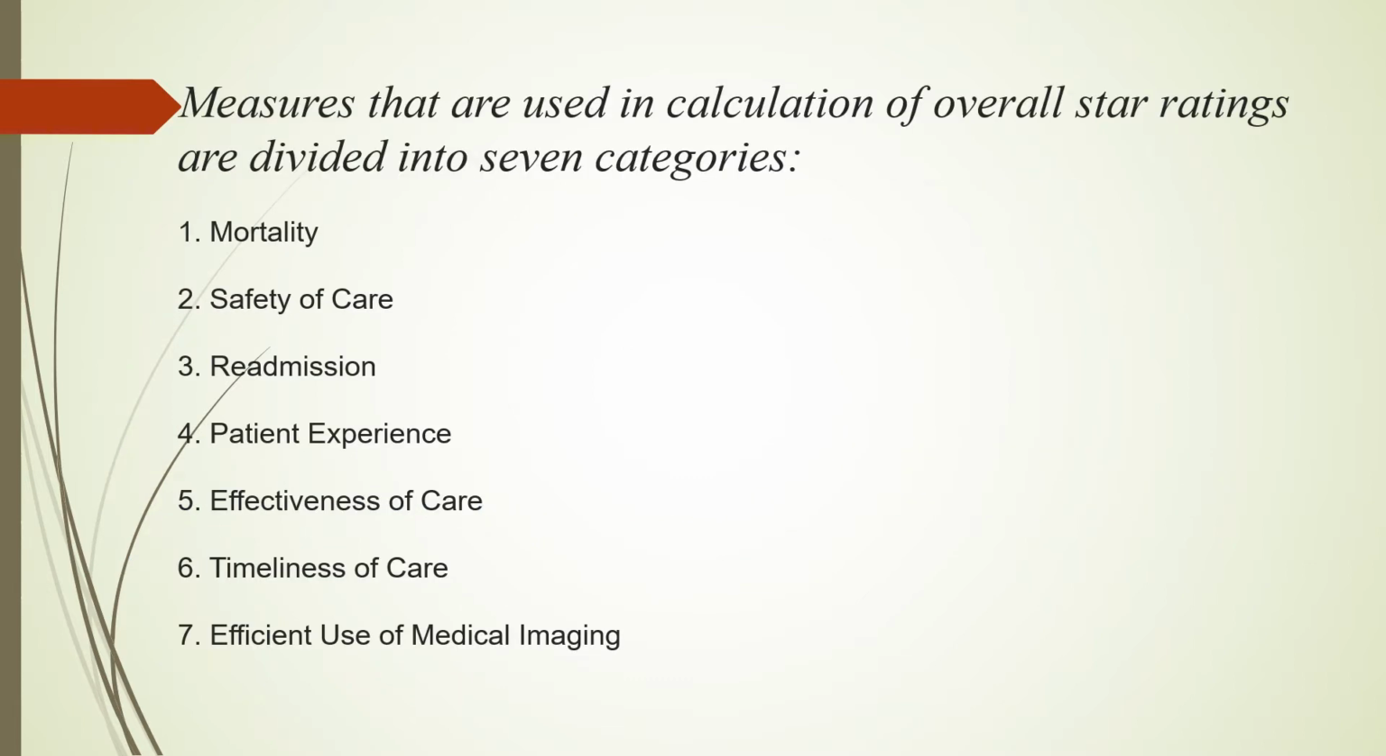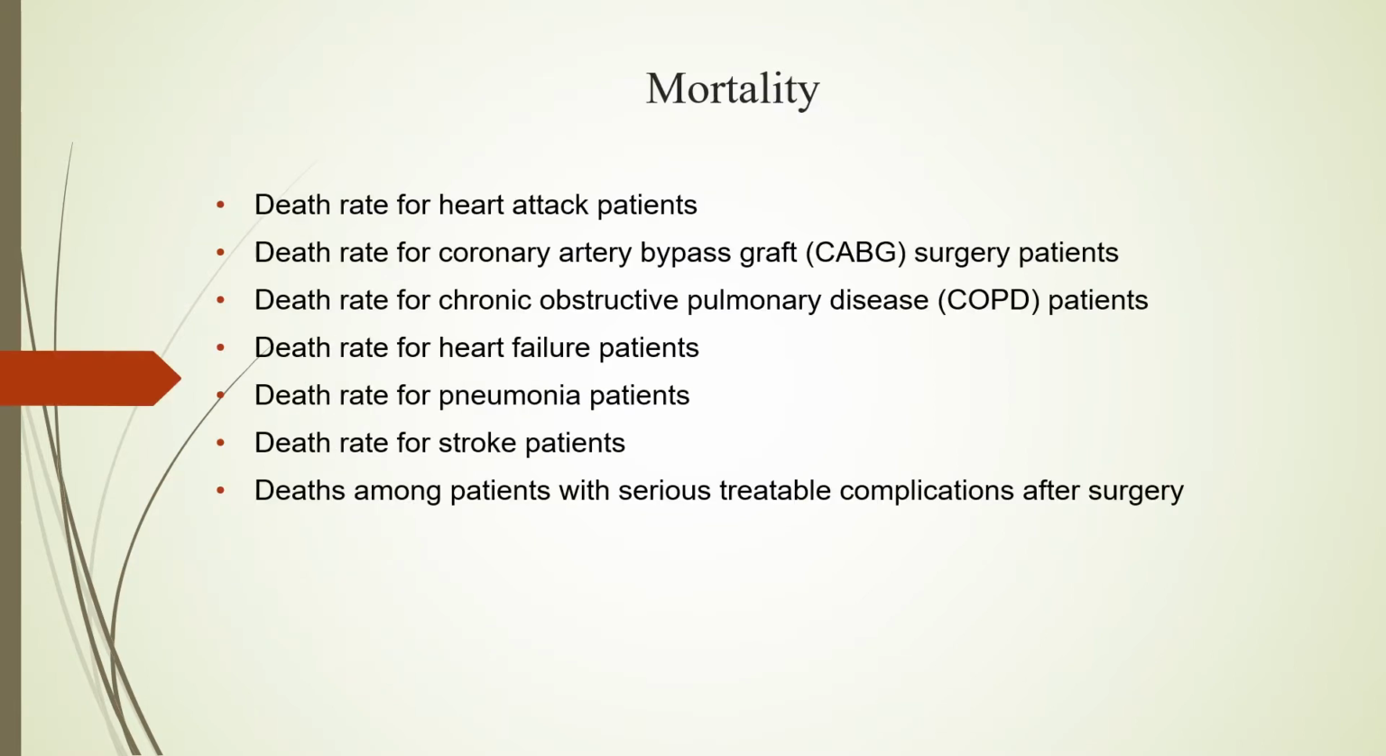Measures that are used in the calculation of overall star ratings are divided into 7 categories: mortality, safety of care, readmission, patient experience, effectiveness of care, timeliness of care, and efficient use of medical imaging. Now we will talk about the measures that are included in these 7 categories.